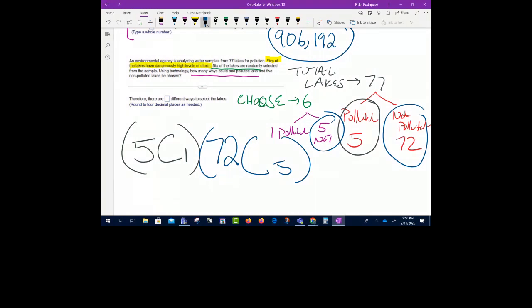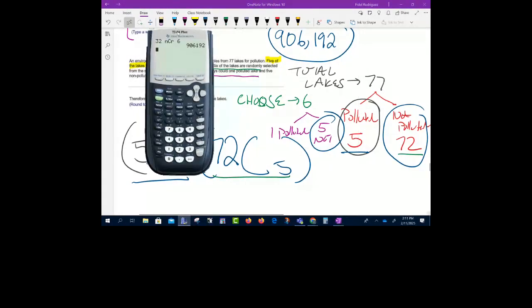Now, what we want to say is, how many ways can we pick one of those 5 that are polluted and 5 that are not polluted? So we are choosing 1, I'm sorry, from that group of 5, and then we're choosing the other 5 from that group of 72. Okay. So y'all, again, what I'm going to do here, just the way I wrote it out, with parentheses and everything, I'm going to type that exactly on my calculator.